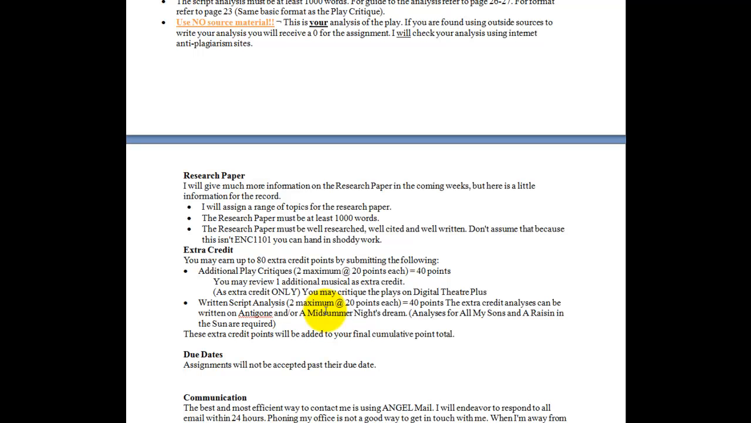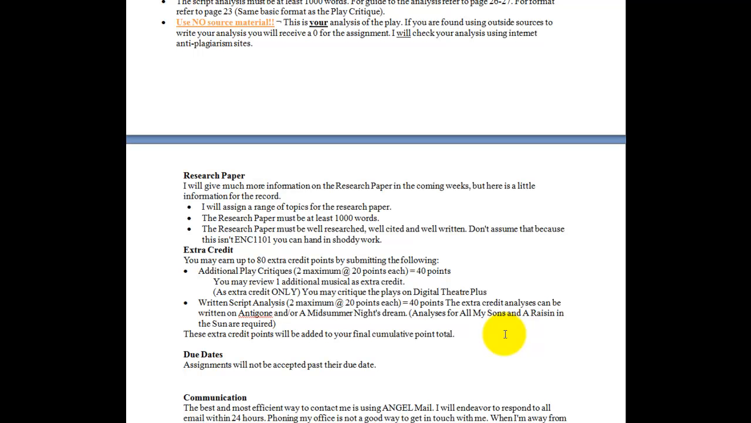You also may hand in 2 extra written script analyses at half the point value of the full ones, so another 40 points. The extra credit script analyses can be written on Antigone and/or A Midsummer Night's Dream. Again, the analyses for All My Sons and A Raisin in the Sun are required. The extra credit points are just added to the final point total in the class. So with all the extra credit, the points value in the class is now up to 880 points.